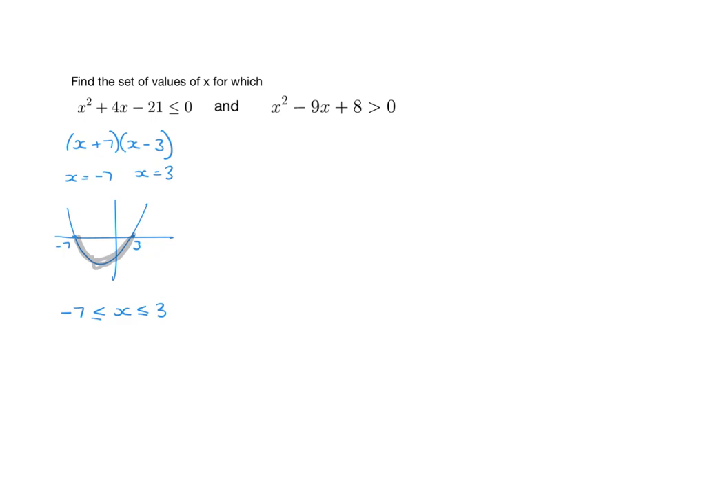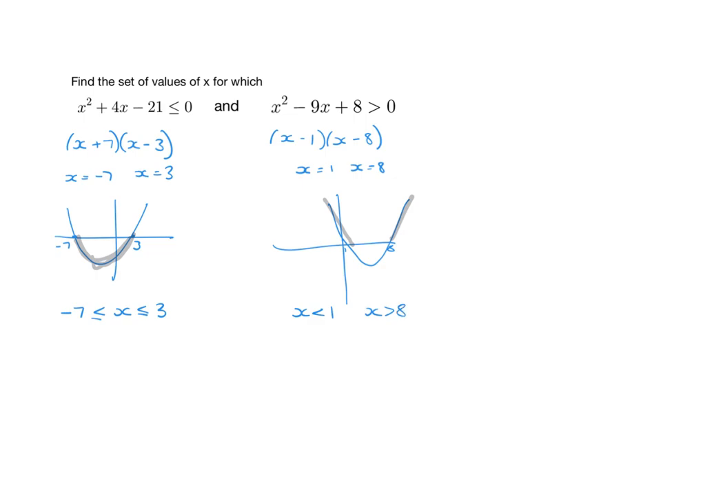So I'm going to factorise this. So I'm going to have x minus 1 and x minus 8. So this gives me critical values of x equals 1 and x equals 8. Again, I'm going to just do a quick sketch to help me identify my values. So this time my quadratic is above the axes, it's greater than 0. So my solutions are going to be x is less than 1 and x is greater than 8.